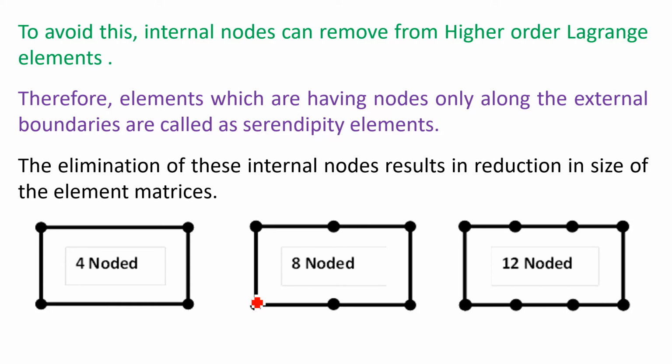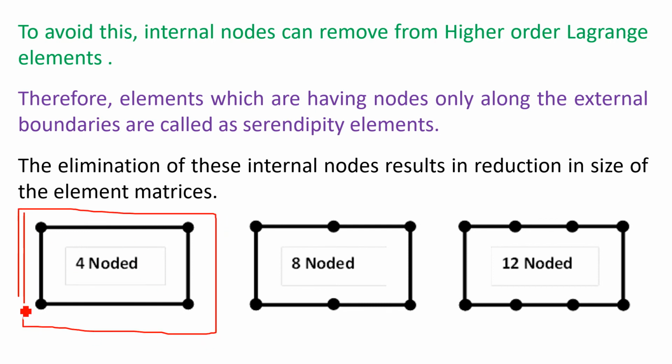Now if you compare Lagrange's elements and serendipity elements, only one element is common to both, and that is the 4 noded rectangular element. This element belongs to the Lagrange's family as well as the serendipity family. But the 8 noded and 12 noded are exclusively called serendipity elements because there is no internal node present. Nodes are present only on the edges of the element.